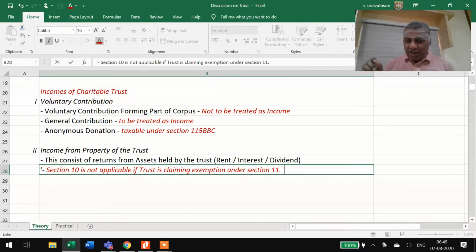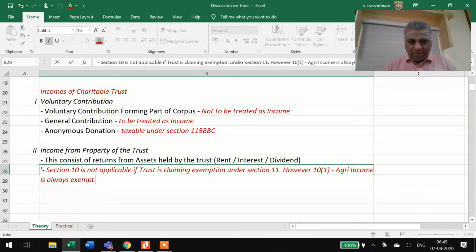Income which is earned if the trust is a partner in a firm and the trust gets a share of profit. Can the trust do anything with that? They can give it to the trustee? No, use it for your object and claim the exemption. I'm not saying I'm going to deny you the exemption, but don't claim it under section 10, claim it under section 11. However, 10(1) agricultural income is always exempt.